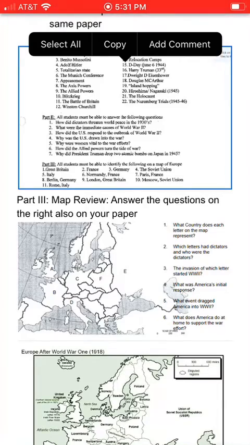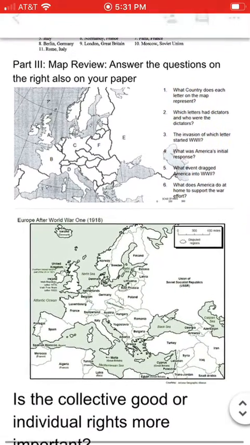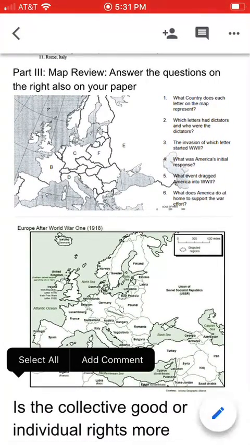So part 3, if you actually look down here, we changed it a little bit to just kind of ask you some questions. All right, so you're going to answer the questions 1, 2, 3, 4, 5, 6. Number 1 says, what country does each letter on the map represent? Just in case you're stuck, there's a little map right below you can look at. But then also some key questions here dealing with geography. So please also answer 1 through 6 on that loose leaf sheet of paper using the map.